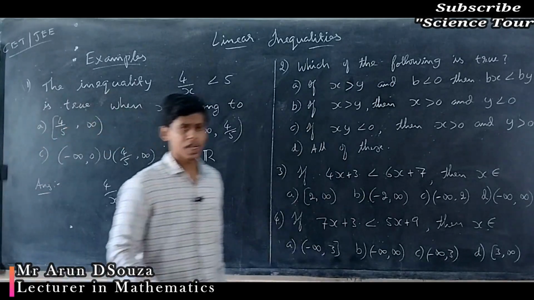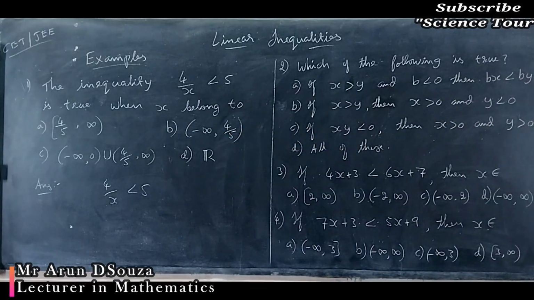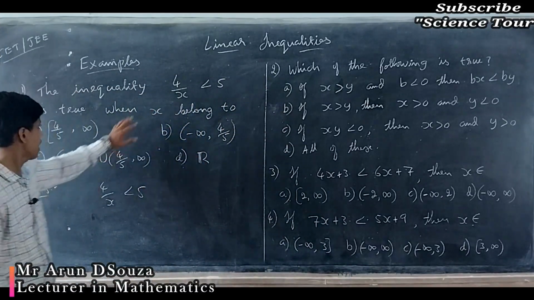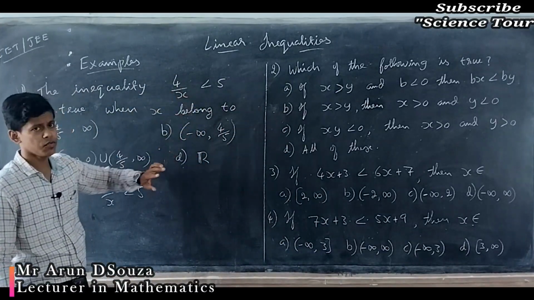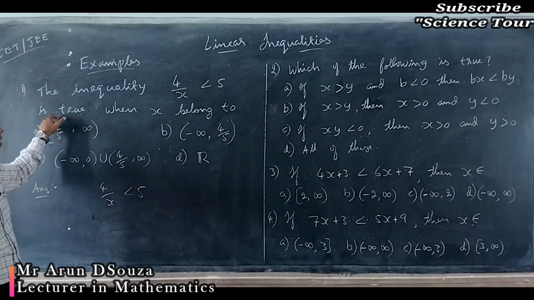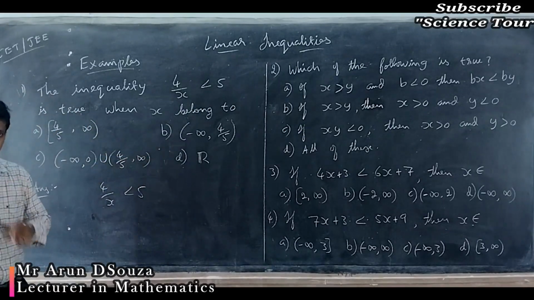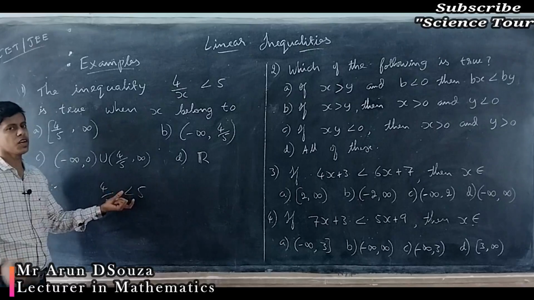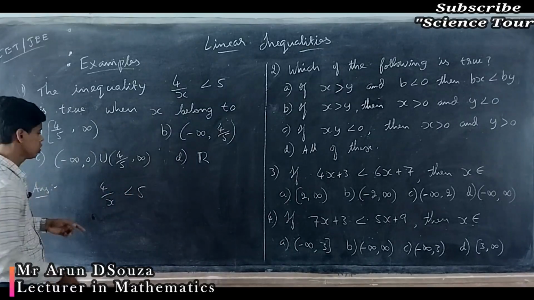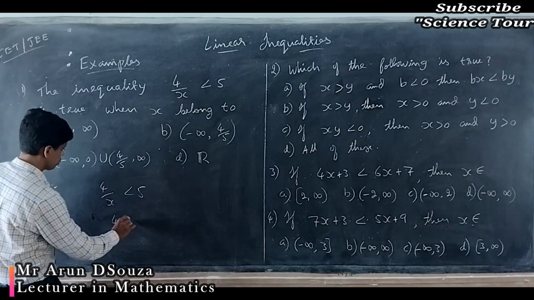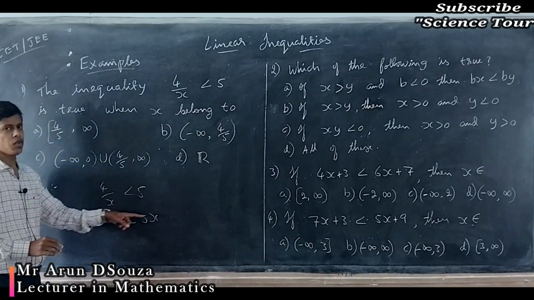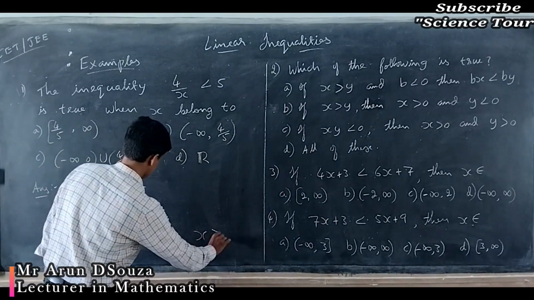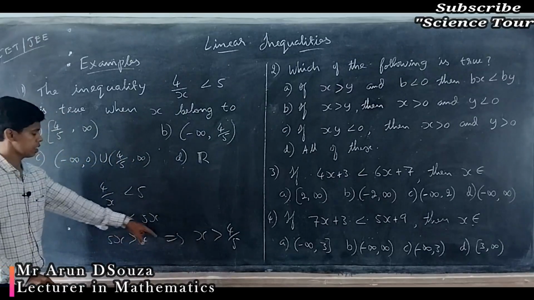If you have 4 by x less than 5, then x belongs to which of the intervals? That's what you have to identify. Usually, if you have 4 by x less than 5, what will you do? You will just take this x to the other side. So you will write 5x is greater than 4, therefore x is greater than 4 by 5.